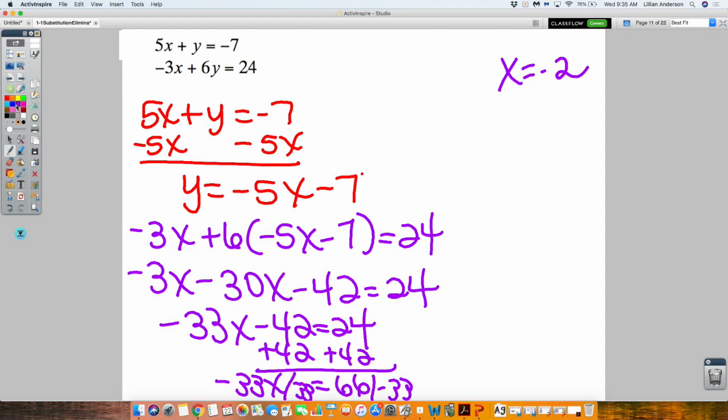Anybody not follow with the process that she did? So everyone got negative 2? Okay. So then, Tanaris, what'd you do to find the other variable? Plug it in. Okay. Plug it in the first one. To the first one? Okay. 5 times negative 2.